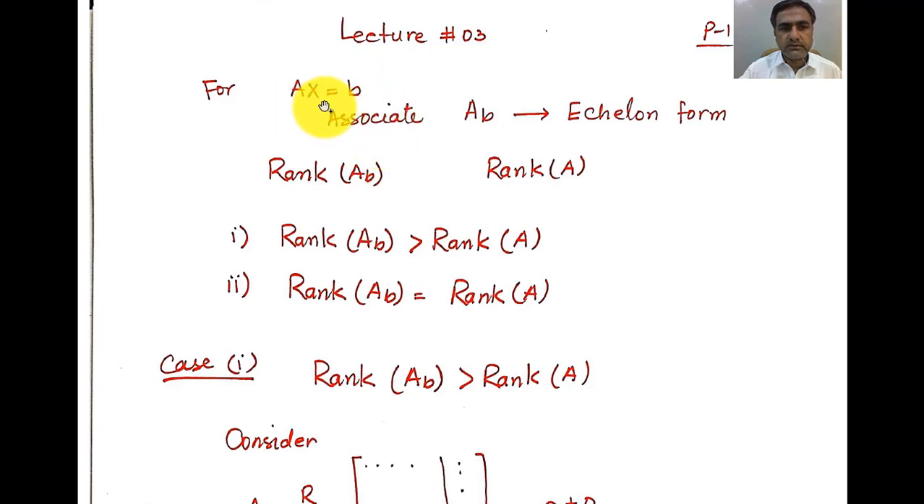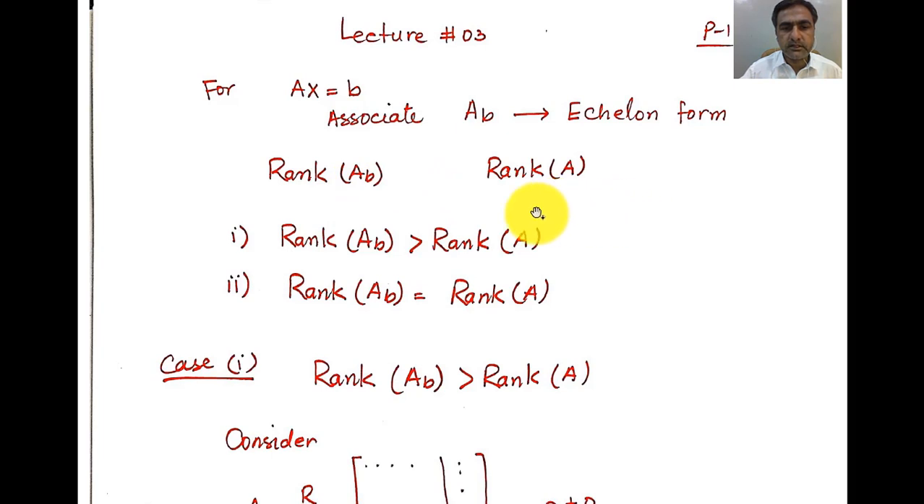In previous lectures we have seen that given a linear system Ax = b, we associate the augmented matrix [A|b] with this system. Then we reduce this matrix [A|b] into an echelon form matrix, and with the echelon form of the matrix, we associate an invariant known as the rank. With this matrix [A|b], we can associate two types of ranks. One is the rank of the overall matrix [A|b], and another one is the rank of the matrix A, which is a portion of [A|b].